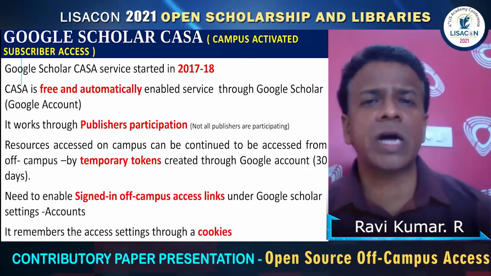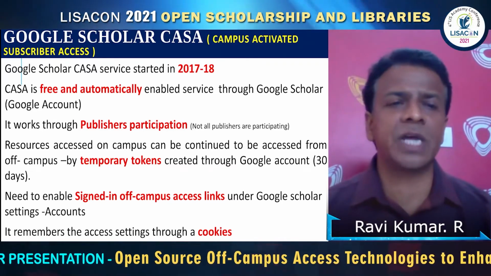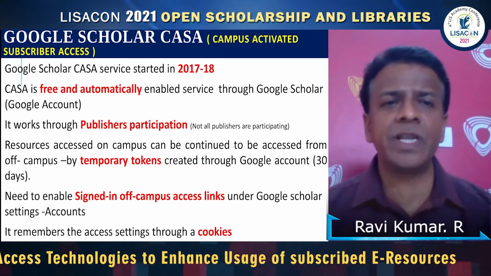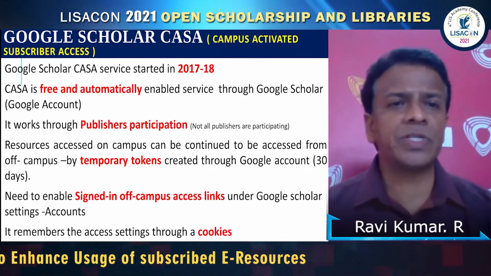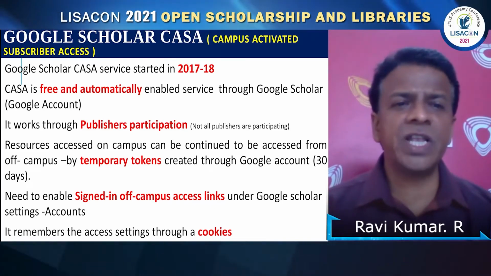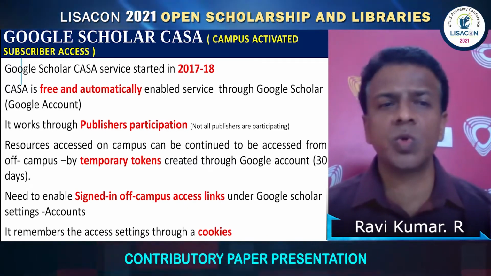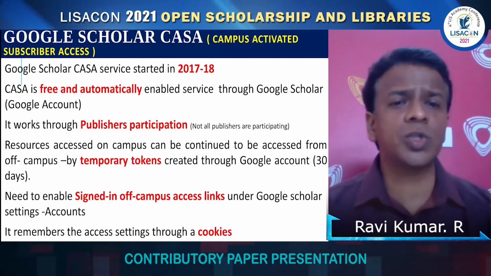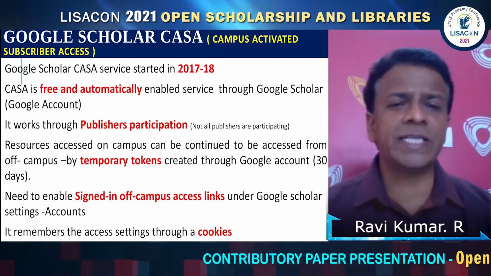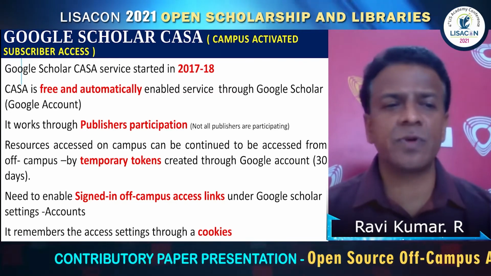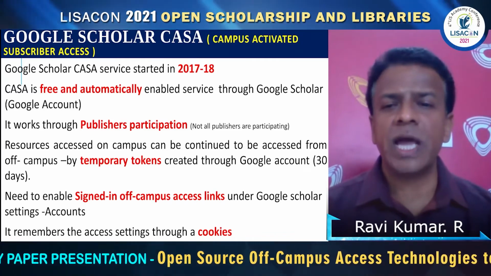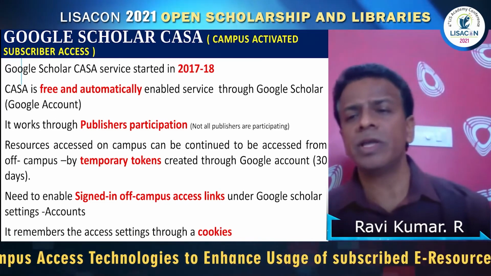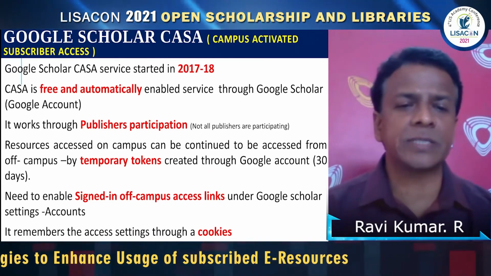Now, Google Scholar has come out with CASA, that is Campus Activated Subscriber Access, which already started way back in 2017 and 18. In libraries, we are using this as a new off-campus technology. CASA is free and automatically enabled through Google Scholar. By Google account, we can access CASA. It works through publisher participation. Resources accessed on campus can continue to be accessed from off campus by temporary tokens, and the maximum limit period is 30 days to 90 days. If you do not open that account in 30 days, it will be temporarily suspended.